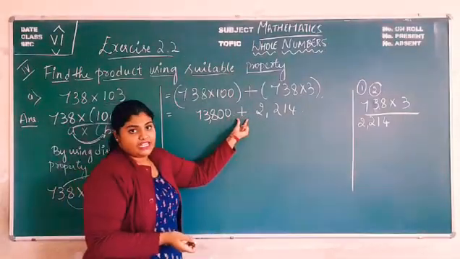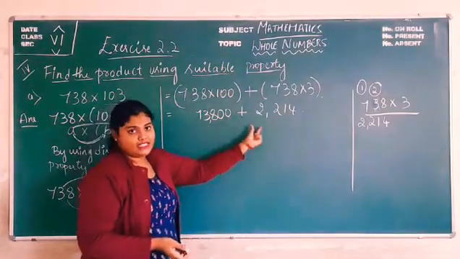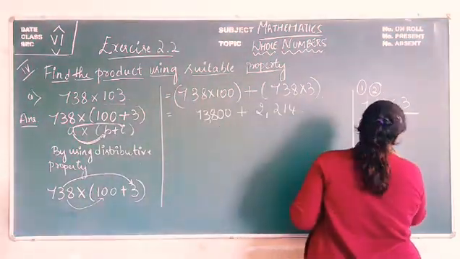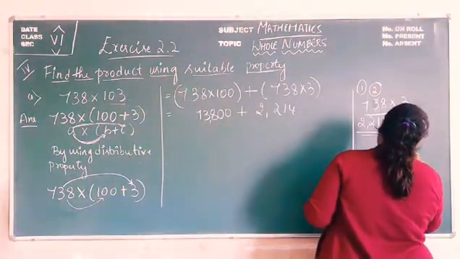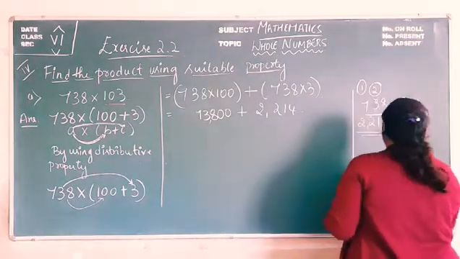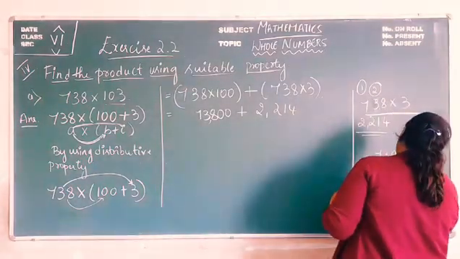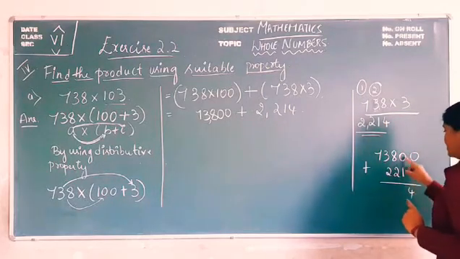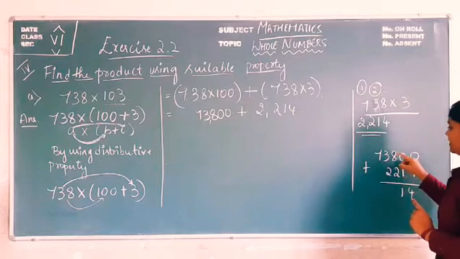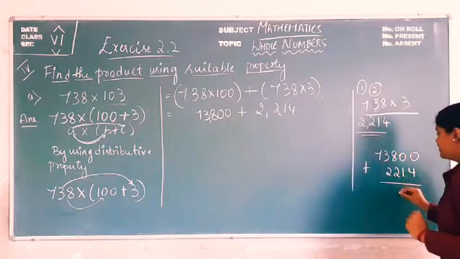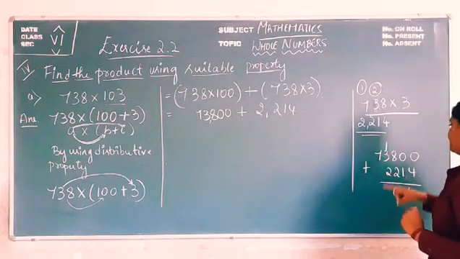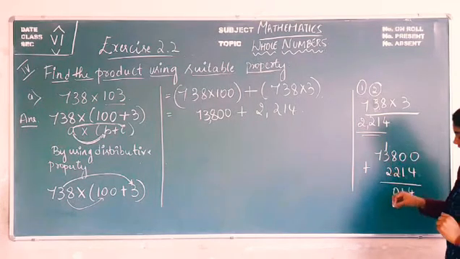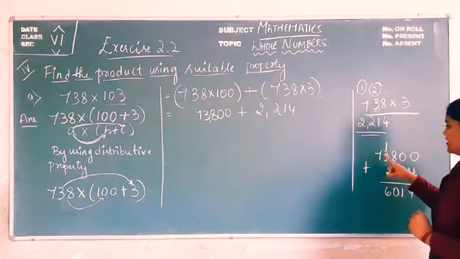Yes, we have plus sign in between. So we have to add these two whole numbers. So if we add 73,800 plus, here we are having, yes, 2,214. So 0 plus 4, 4, then 0 plus 1, 1, then 8 plus 2, 10. So 0, 1 carry. Then 1 plus 3 is 4, 4 plus 2 is, yes, 6. So 6, then here we have 7.